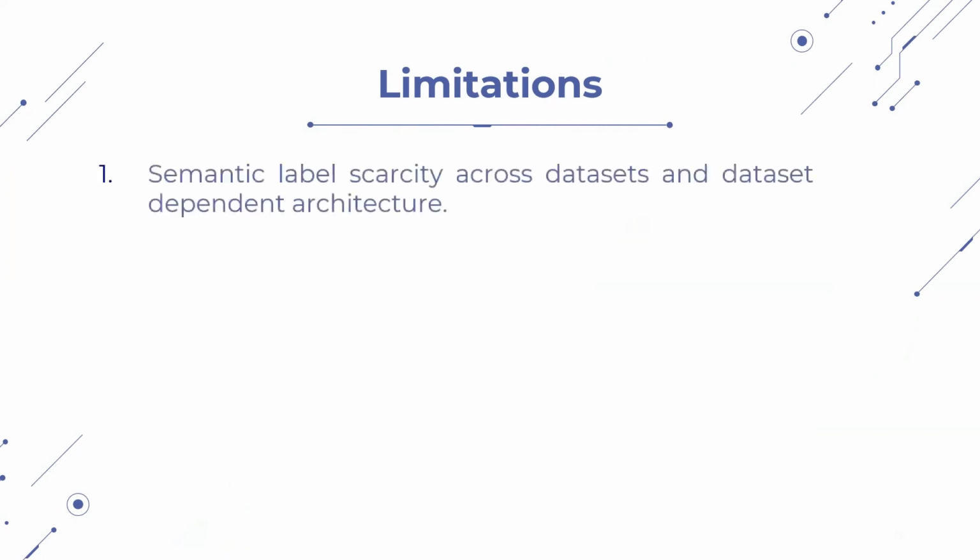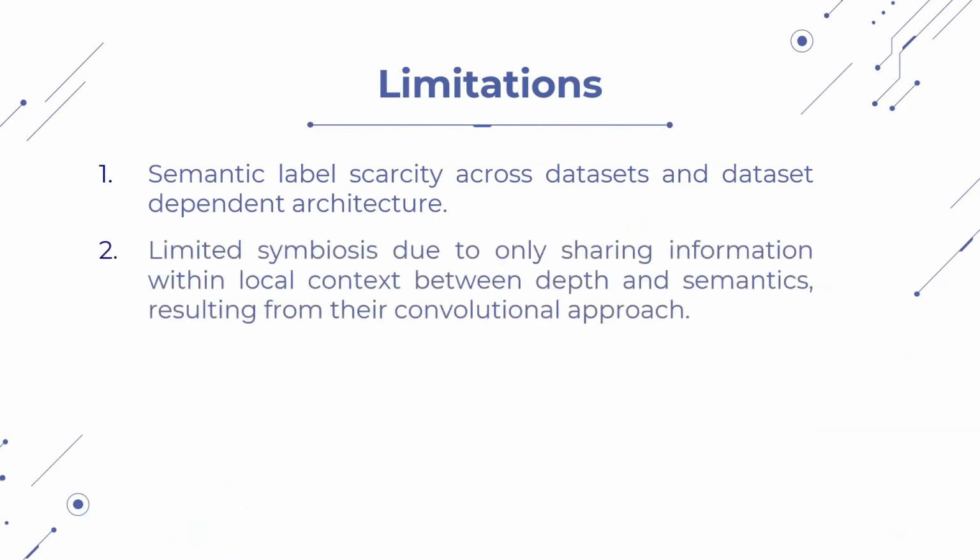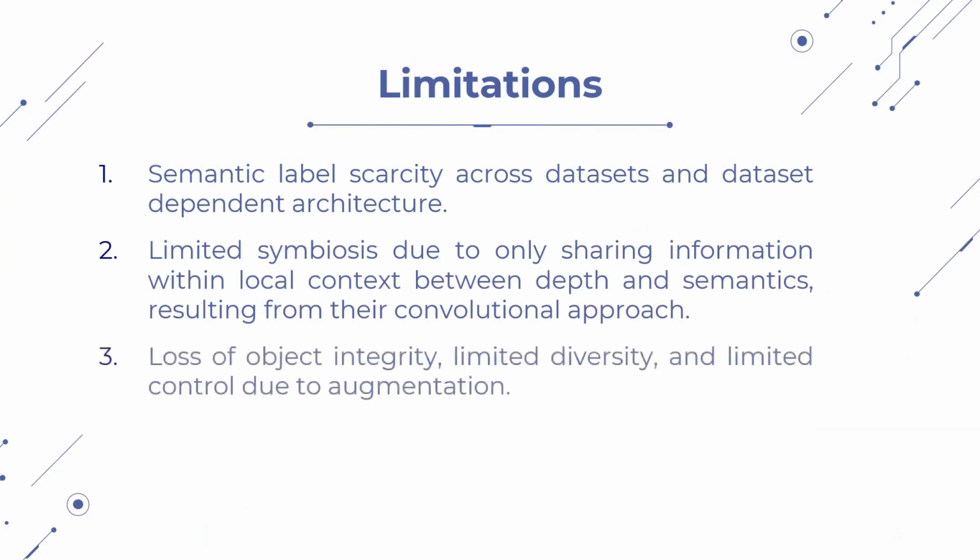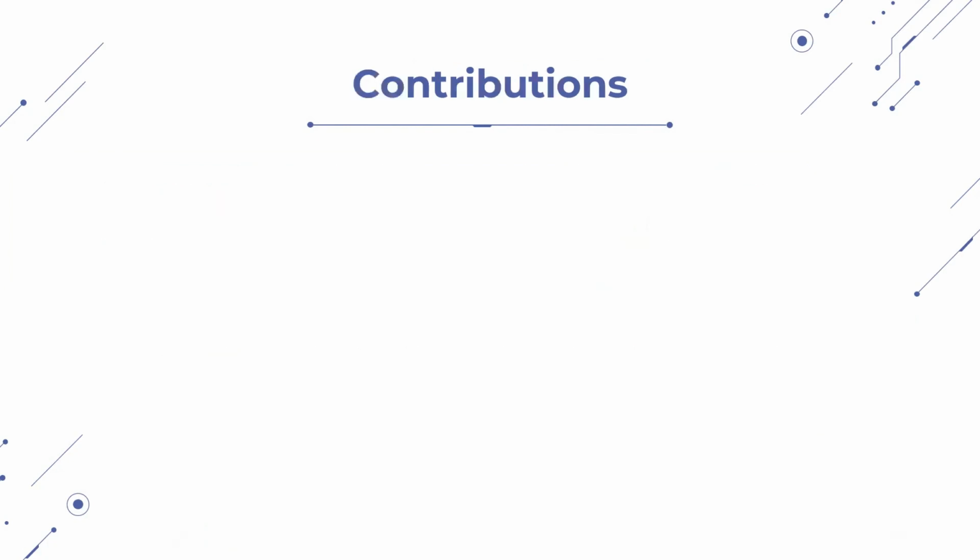For example, first, semantic label scarcity across datasets and dataset-dependent architecture. Second, limited symbiosis due to only sharing information within local context between both tasks, resulting from their convolutional approach. Finally, loss of object integrity, limited diversity, and limited control due to augmentation. In this work, we address the previously mentioned issues with our following proposals.